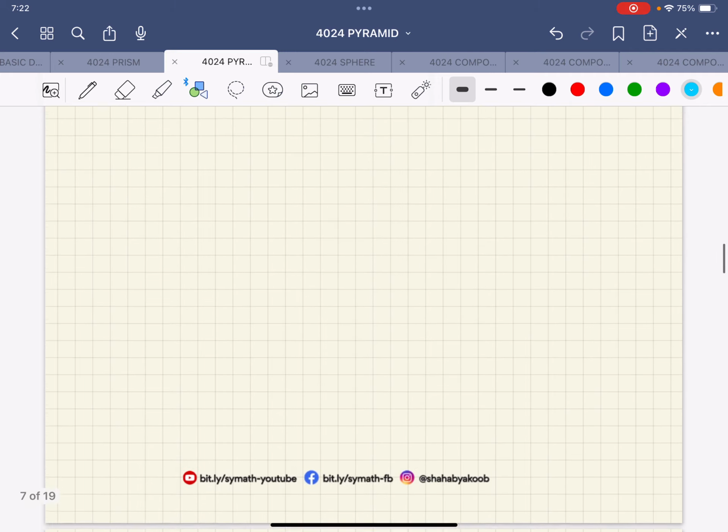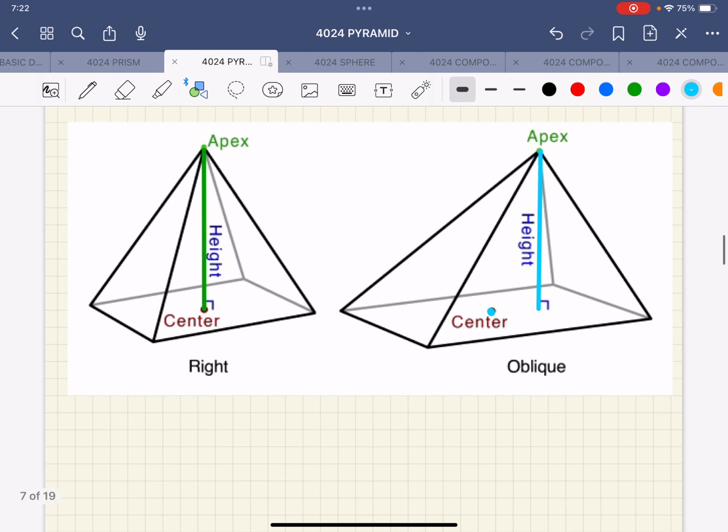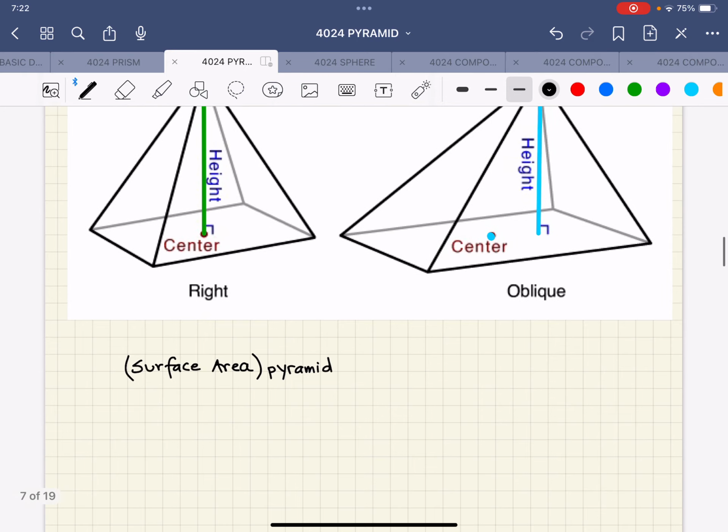Now, if I talk about the formulas, they are very simple. First of all, let me talk about the surface area of a prism. Actually, this is a pyramid. If I talk about the surface area of a pyramid, that is the base area plus the sum of areas of all the faces.